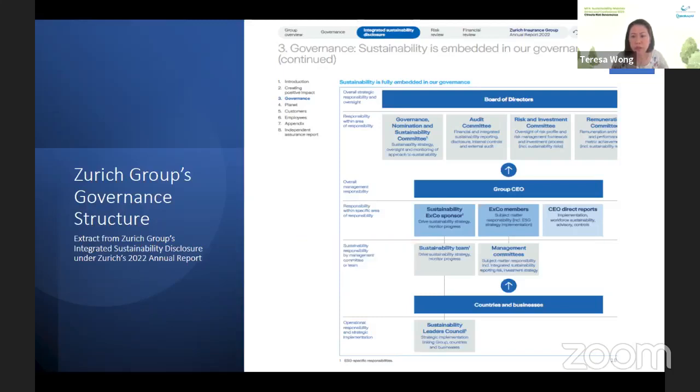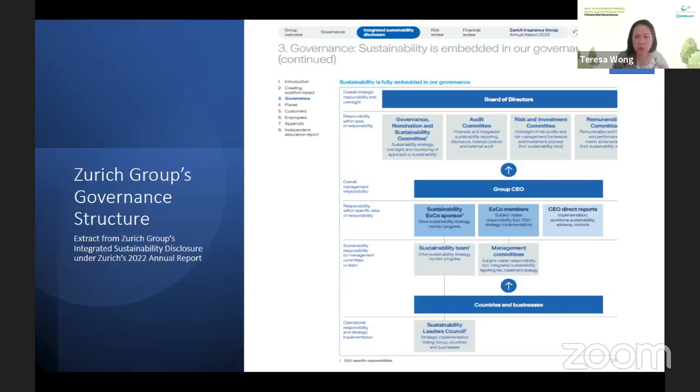Then we have the remuneration committee, which takes care of the performance of senior management based on climate-related or sustainability areas. And this is inclusive here, all right? Then we go down the line, this would then be cascaded down to the group CEO, and the group CEO has his direct line of reports, which also end up with a few committees as well.